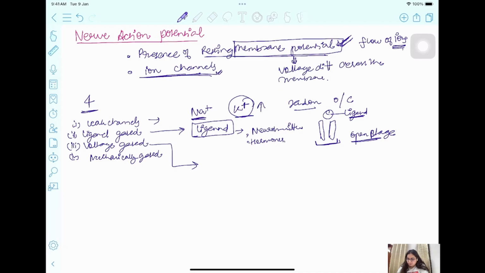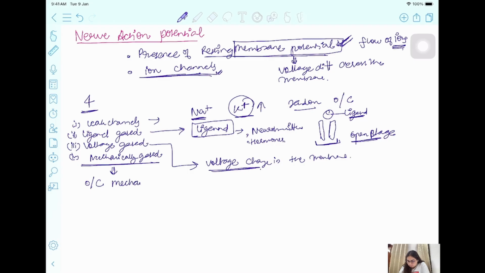Then comes the voltage gated channel, which means these gates will open in response to a voltage change in the membrane. These kind of voltage gated channels help in the conduction of action potential in the neuron. Then comes the mechanically gated channels. These channels open or close in response to a mechanical stimulation, which could be in the form of a vibration, touch, pressure.